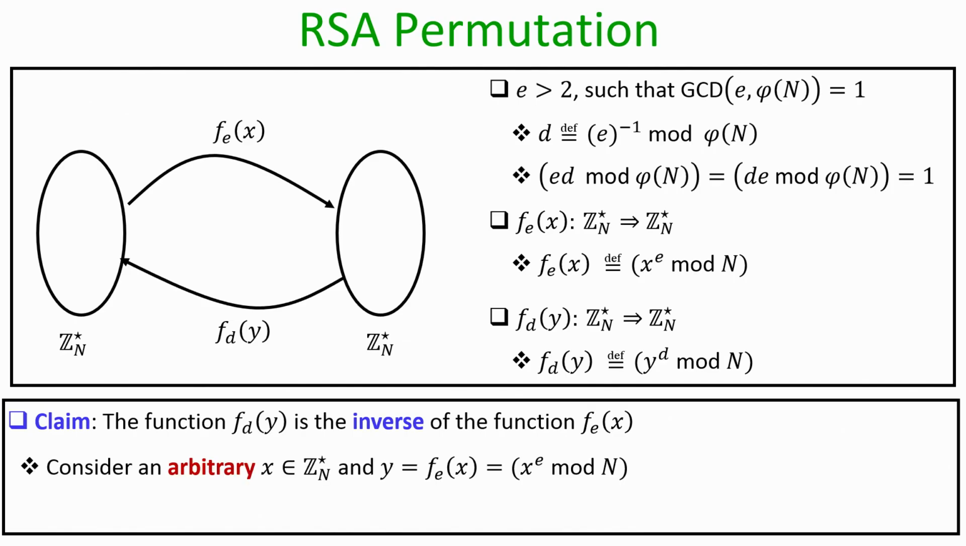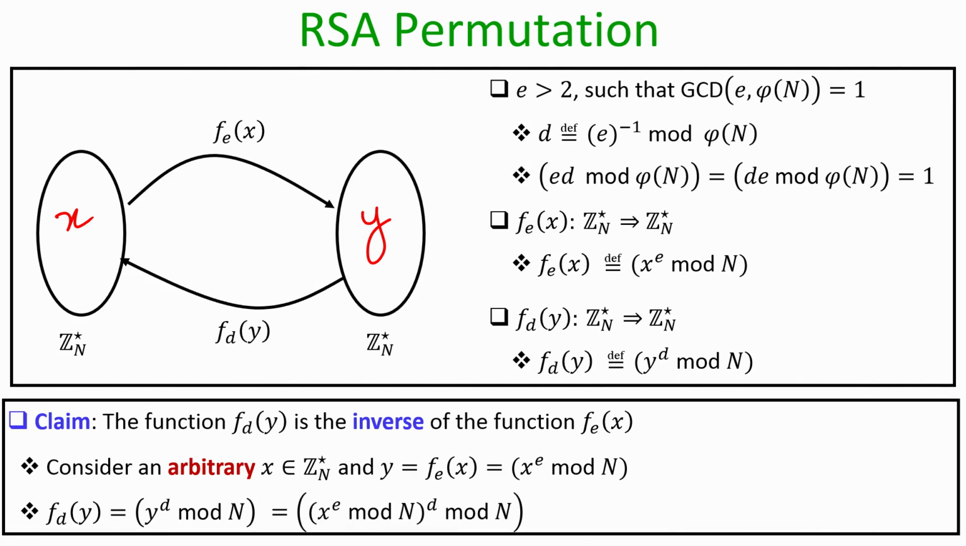For that, consider any arbitrary x belonging to Z n star, and say I map it to y as per the function f sub e. So, my y is nothing but x to the power e, and now let us see what we obtain by reversing this value y as per the function f sub d. If I reverse this y as per f sub d, then I obtain x to the power e mod n, and then the whole raised to power d mod n. I can take the overall mod outside and I obtain that this is the same as x to the power e times d modulo n, and by using the corollary that we stated in the last slide, in the exponent I can reduce this exponent e times d to e times d modulo phi of n.